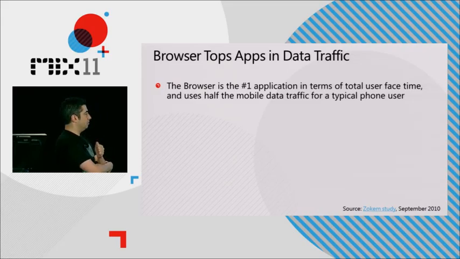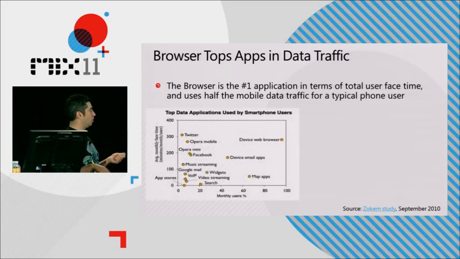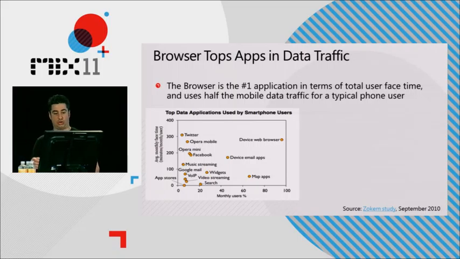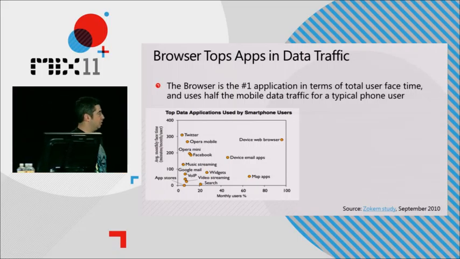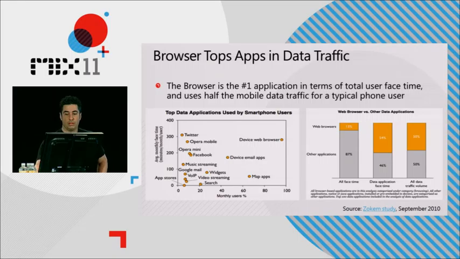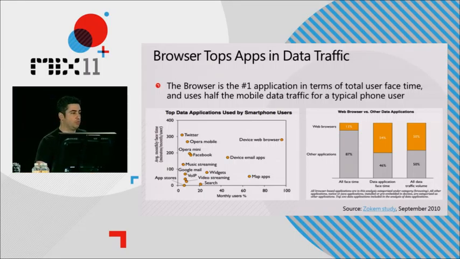This is a study that was commissioned by a company called Zokem just last year. The browser is actually now the number one application in terms of total face time. And if you analyze the mobile traffic on a typical phone, the browser usually accounts for more than half of it. This chart shows how many monthly users, as a percentage, use certain applications, and the y-axis is the data traffic, the face time that they spend in the application. And look who's high and right? The device web browser. It is the most commonly used app on the phone. And like I said before, if you look at data traffic volume, the browser typically accounts for more than half. So the mobile web is here, it's huge, people are really using it.